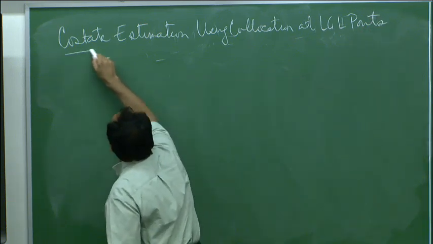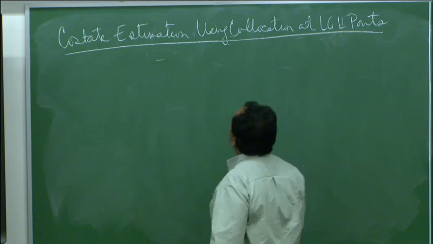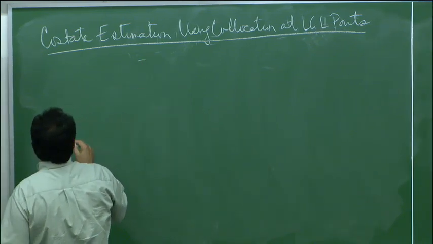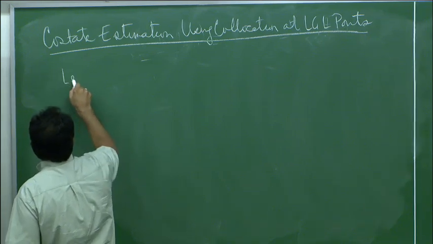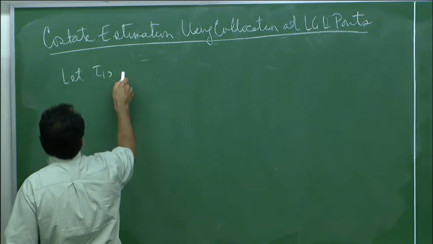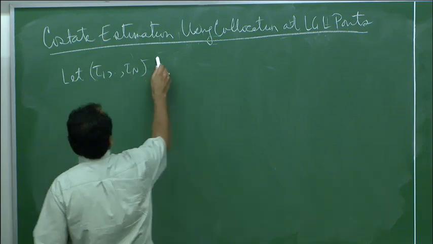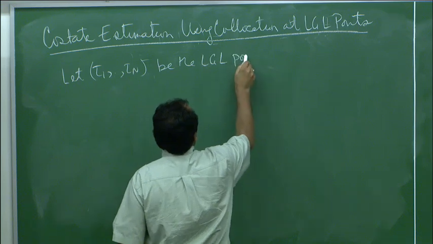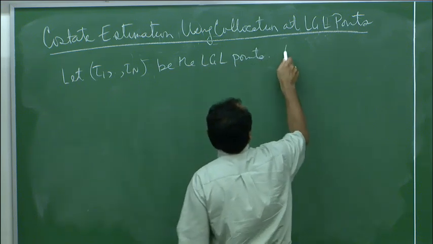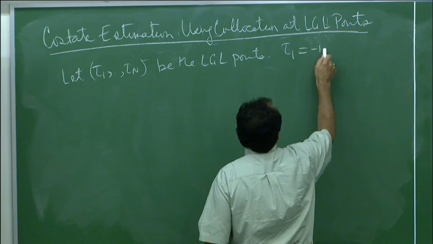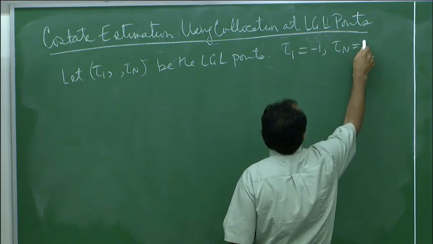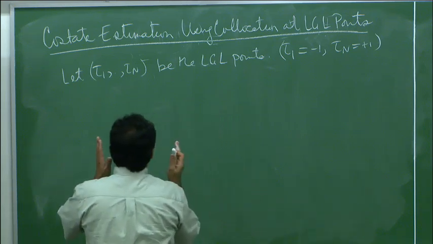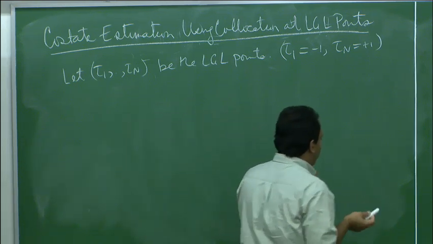Now, after we're done with this, I'm going to go through some other details, but let's go back. Remember in the LGL method, let tau 1 through tau n be the LGL points, or the Legendre-Gauss-Lobatto points. In this case, we know that tau 1 is equal to -1 and tau n is equal to +1. That's really important to establish, because the points now include both endpoints.